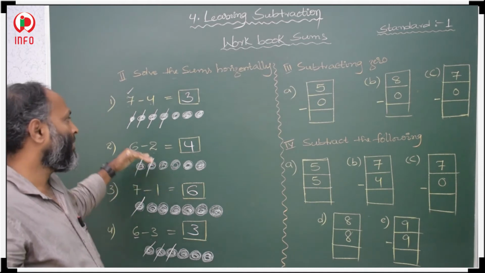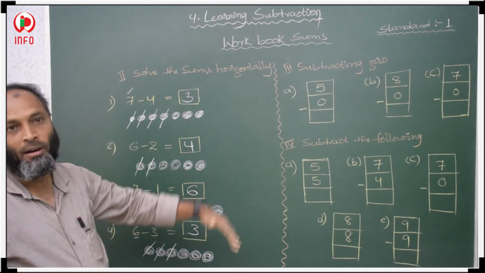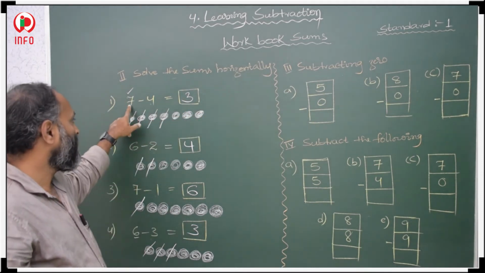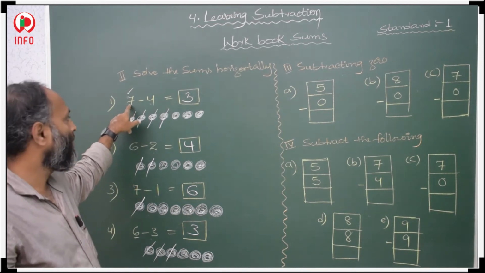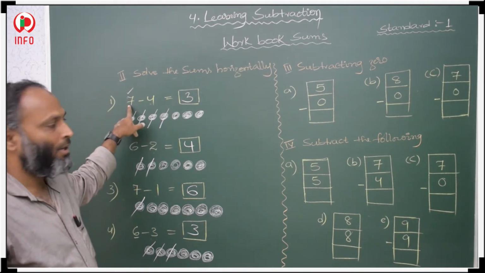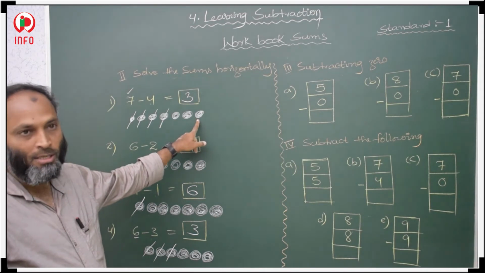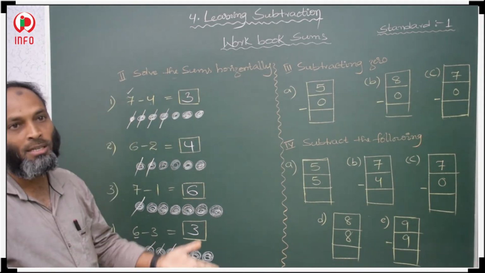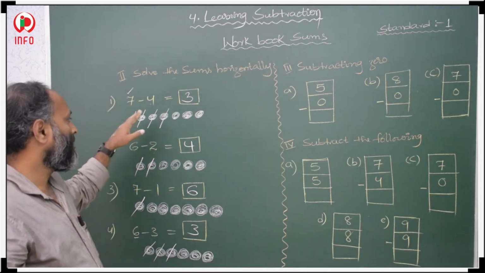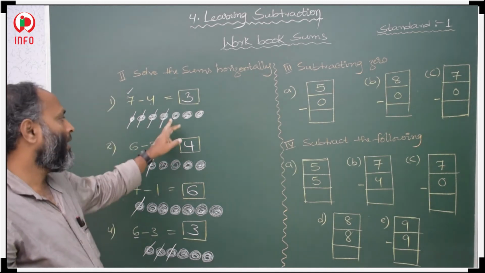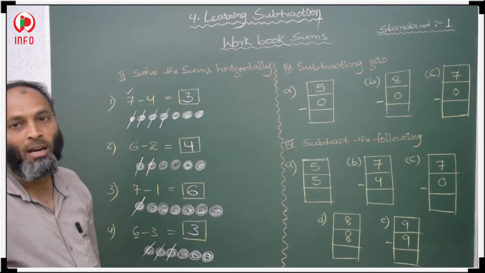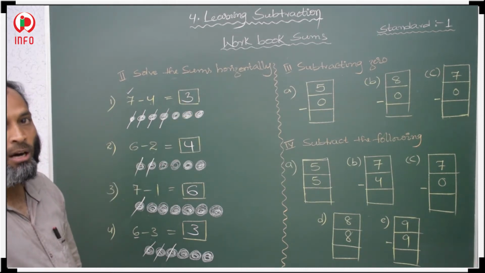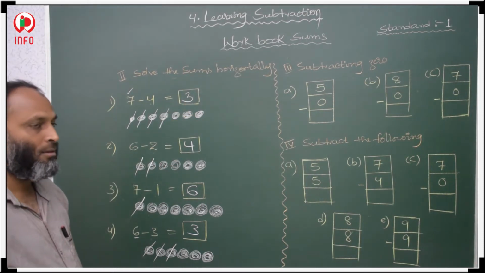In the horizontal method, we have to take the dots horizontally. Then how many dots do we have to make? By seeing the first number, we take that number of dots, and the second number shows how many dots to subtract. That many dots we have to cross out. Then how many dots are left, that we keep in our answer. This is horizontal subtraction.